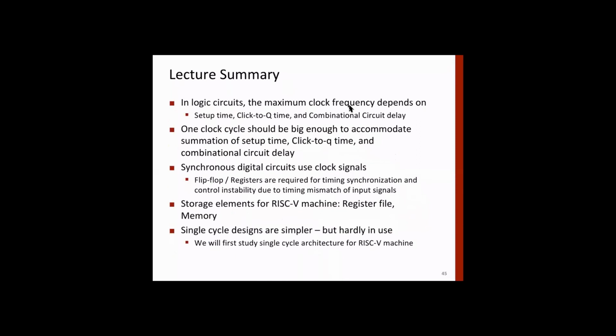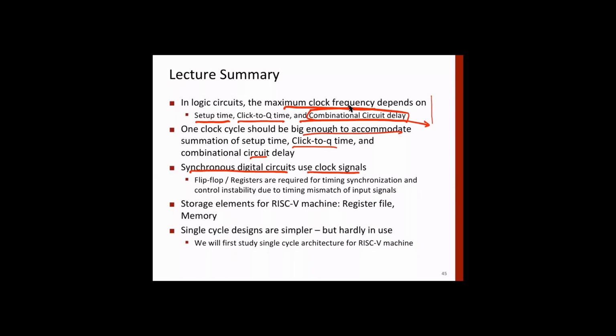So we have looked at logic circuits, and we see what the maximum clock frequency can be. We have seen that the maximum delay is because of setup time, clock to queue delay, and combinational circuit delay, in which combinational circuit delay dominates. We have to look at the worst case delay, and that defines the overall clock speed. So the clock period should be big enough to accommodate the summation of these three. And of course, in processors we use synchronous digital logic circuits, and that uses clock signals.